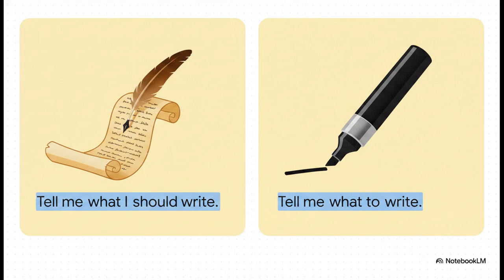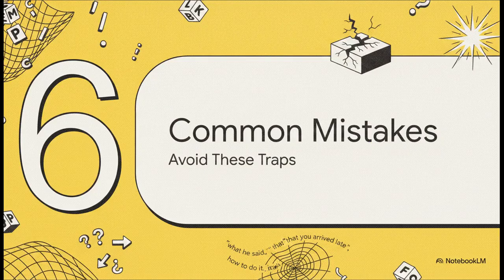Let's look at another rapid-fire reduction example. Instead of saying the full, "tell me what I should write," you just shrink it right down and say, "tell me what to write." Native speakers use this shortcut constantly: what to do, where to go, how to solve it. Whenever the subject is clearly understood, this is a fantastic way to instantly level up your spoken English. Finally, Section 6, Common Mistakes to Avoid.